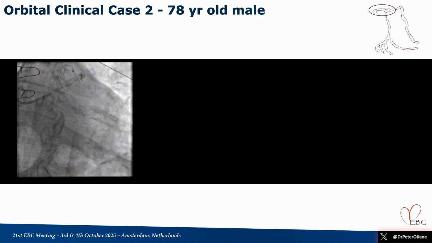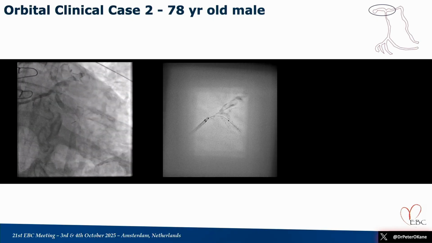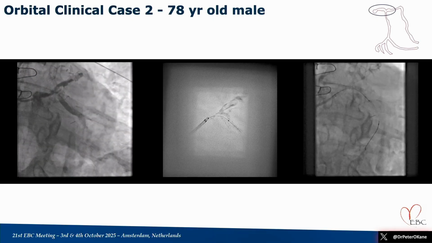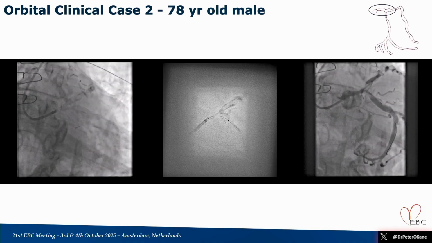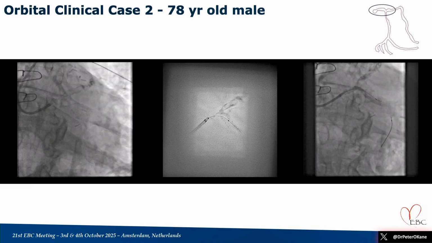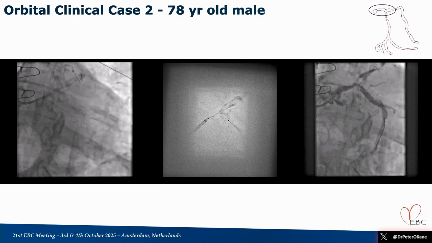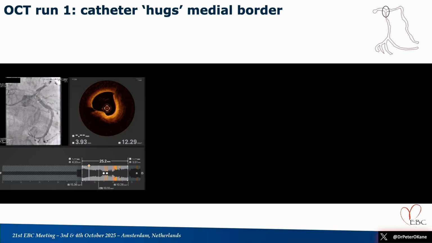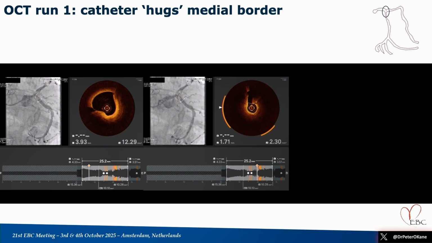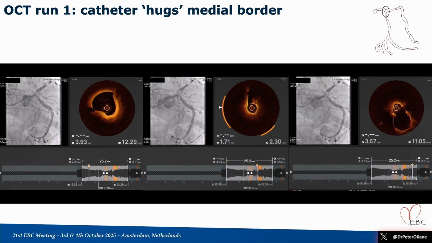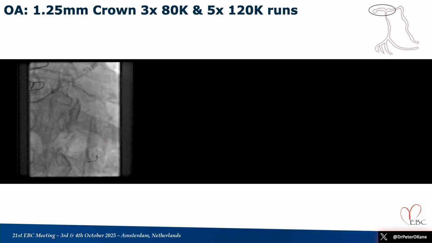Here's another case. This had obviously had bypass grafting before. It's got a patent LIMA, but it came in acutely. It's got a big circumflex system with a very tight calcific stenosis. And in this one, we had to do a little balloon just to get the OCT catheter down. But I think it's a good example of where the OCT catheter is sitting next to the calcium. So I think you could use either technique here.